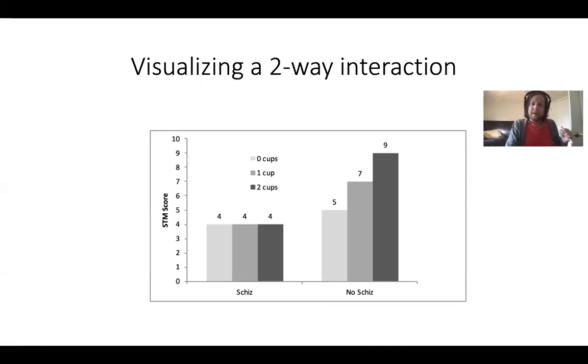But the key about interactions is understanding how to interpret them, or what they mean. And what that means here is basically the amount of cups of coffee you drink doesn't influence your short-term memory score if you have schizophrenia. But if you don't have schizophrenia, at least according to these completely made up data, well, you tell me, if you don't have schizophrenia, how does drinking coffee influence your short-term memory score? Can someone tell me that?